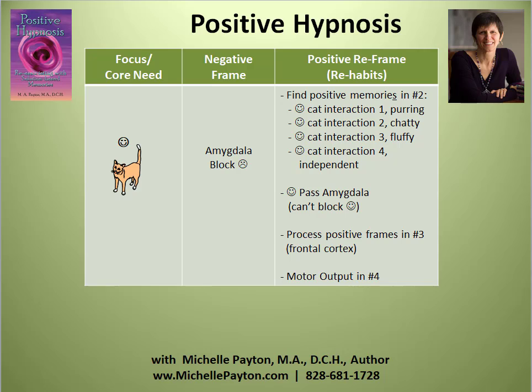And you can see if we're pulling from the back of the brain, and we'll call that number 2 for now, in the back cortex, purring, chatty, fluffy, independent. Then there's some positive information, the amygdala stands down, and you can get to the front of the brain to replace your perception of cats, and then you move to motor output, which means you may or may not take action right away, but you still are moving into a frame that makes you feel more comfortable with cats.